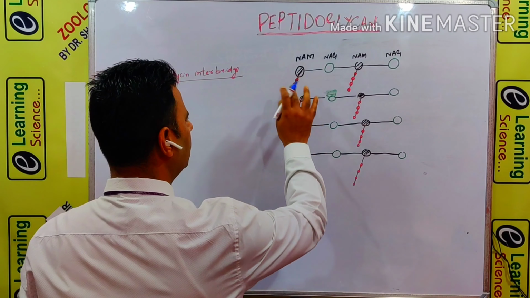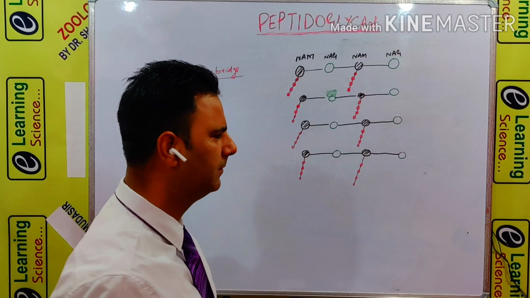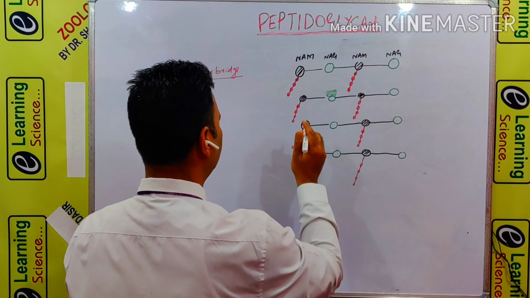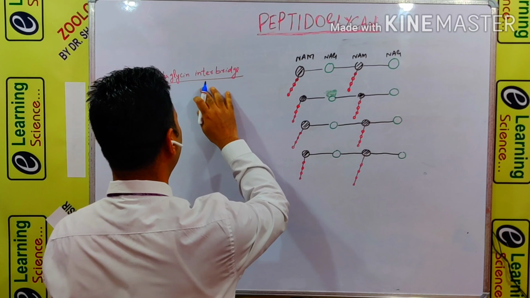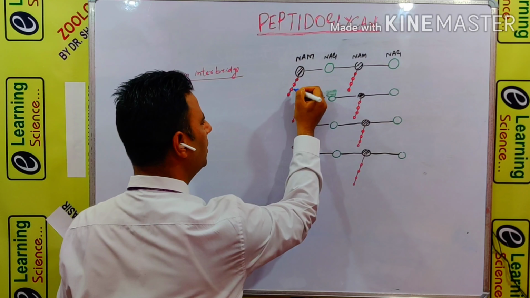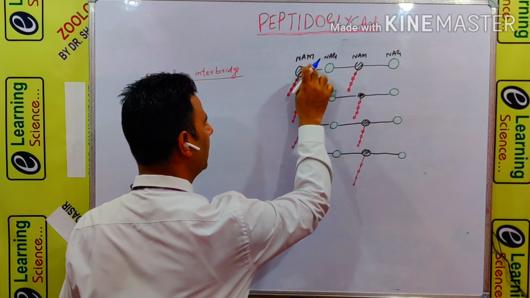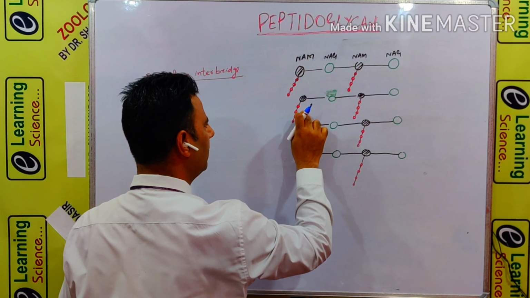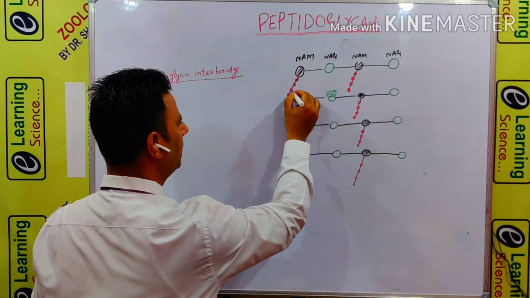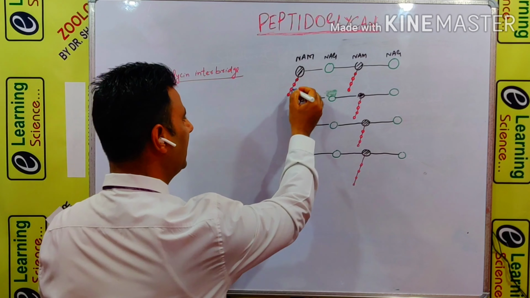For example, see, this is a structure, but this peptidoglycan structure is not very stable. How to make it more stable? There is formation of pentaglycinic interbridge in such a way that the third amino acid of one polypeptide chain will be binding with the fourth amino acid of the second polypeptide chain. See, this is the third. This will be binding with the fourth one. This is fourth. But it is a pentaglycinic.